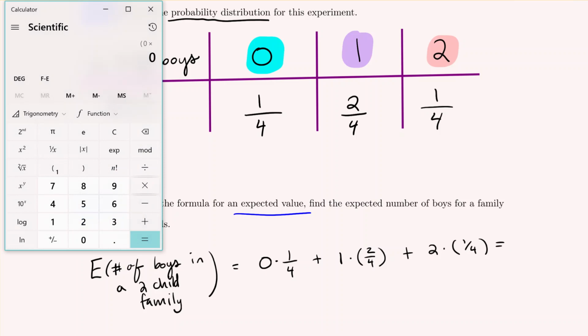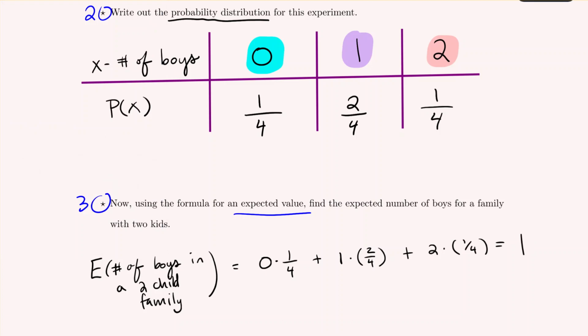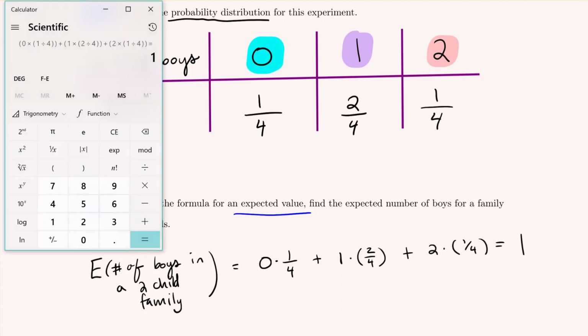So we have 0 times 1/4 plus 1 times 2/4 plus 2 times 1/4. And the expected value is 1 from our calculations. So what that means is in a 2-child family, the most common number of boys would be 1.